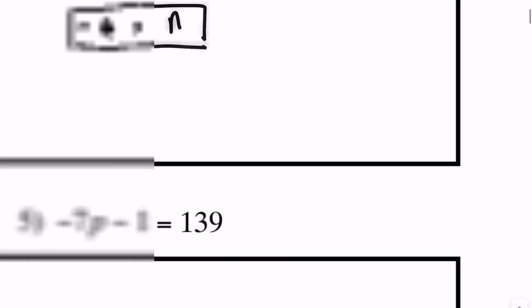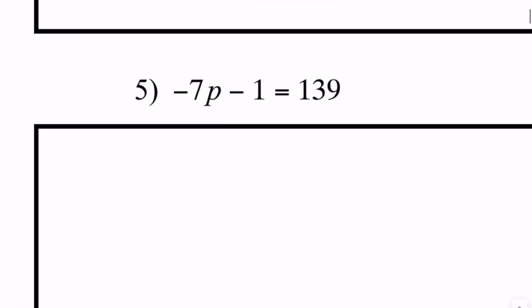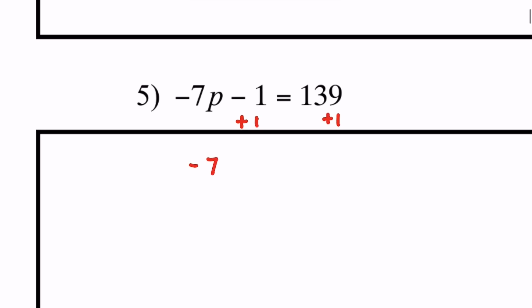Let's keep going. All right, here we can add 1 to both sides, and we get -7p is equal to 140. And then from there, we divide both sides by -7. And we get that p is equal to -20.